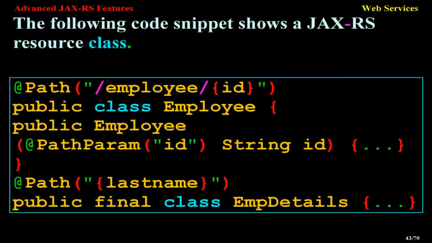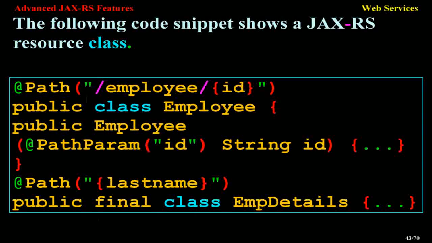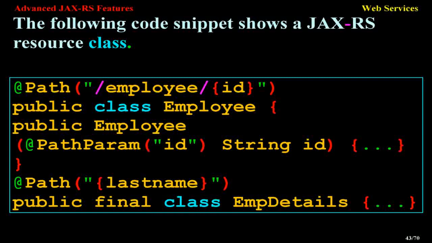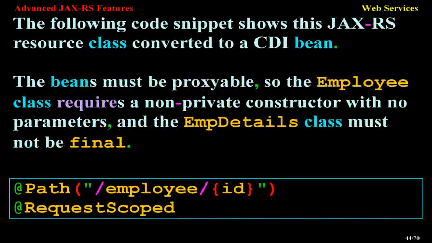The following code snippet shows a JAX-RS resource class. @Path("{employee-id}") public class Employee { public Employee(@PathParam("id") String id) {...} @Path("{last-name}") public final class EmpDetails {...} } The following code snippet shows this JAX-RS resource class converted to a CDI bean. The beans must be proxyable, so the Employee class requires a non-private constructor with no parameters, and the EmpDetails class must not be final.